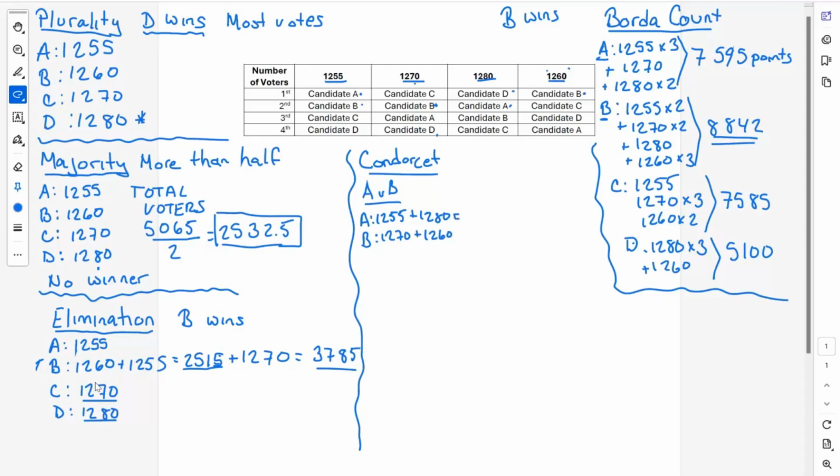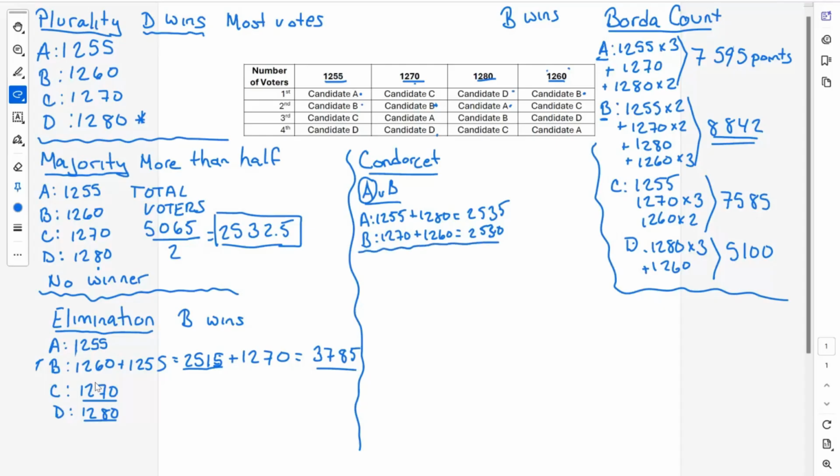If we do some quick math, 1,255 plus 1,280 gives us 2,535. And if we look at B, 1,270 plus 1,260, we end up with 2,530. So it was a close contest, 2,535 to 2,530, but A won. So I'm just going to circle A here to make a note that A won.